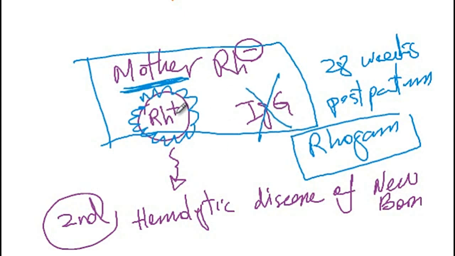But if the mother has already been exposed and the antibodies are made, there is no point giving RhoGAM anymore because the IgG is already present and there is nothing that can be done except to provide transfusion during pregnancy to the fetus. And that concludes our discussion.